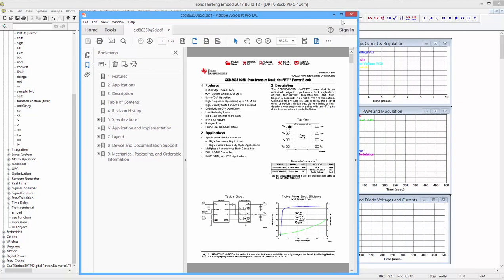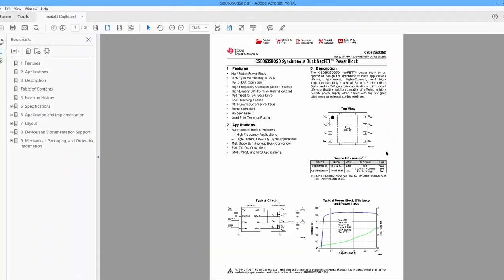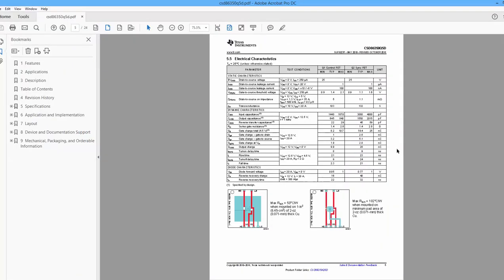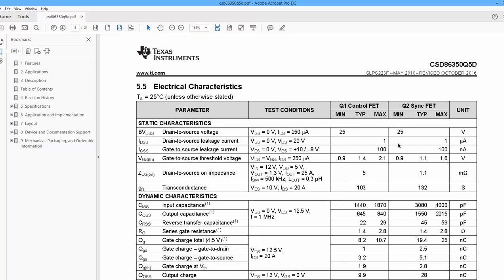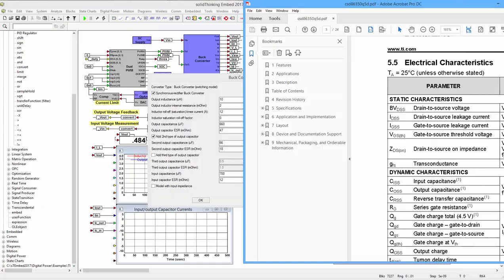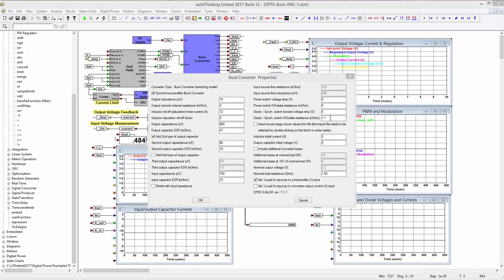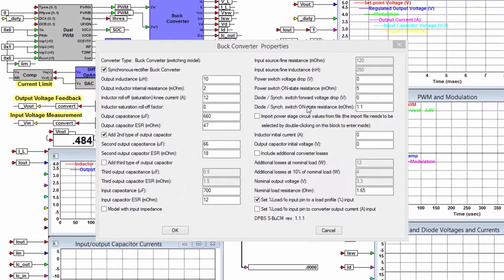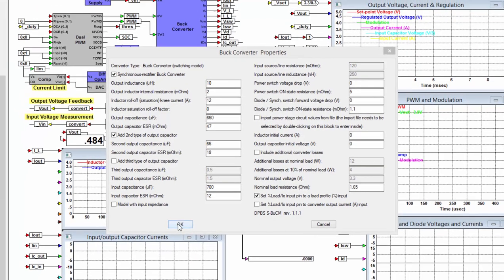Okay, so this is the data sheet for that synchronous FET, and we can see here when we expand this that for the main FET we have a 5 milliohm RDS on, and the synchronous FET a 1.1 milliohm RDS on, and we've put that in here. This is the diode of the synchronous FET, this is the on-state resistance, and the on-state resistance for the main switch.